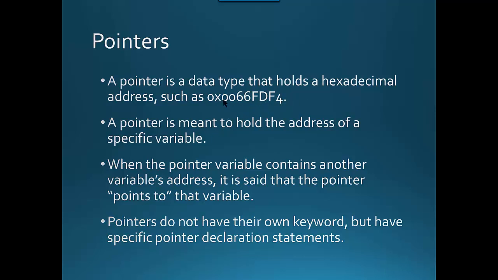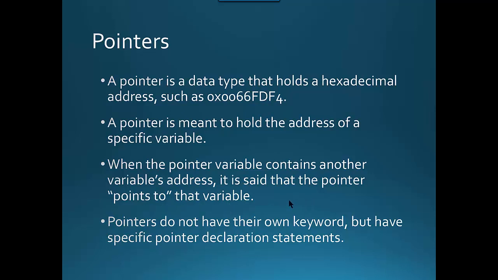By the way, the reason why these zeros are small is just because of the font. These are just regular zeros. And 0x is just the way that C++ represents the fact that it's about to represent a number as a hexadecimal. So the real number for the memory address is 0066FDF4 in this case. And a pointer is basically a variable, a place in memory that we can store an address into. And when the pointer variable contains another variable's address, it's said that the pointer points to that variable.